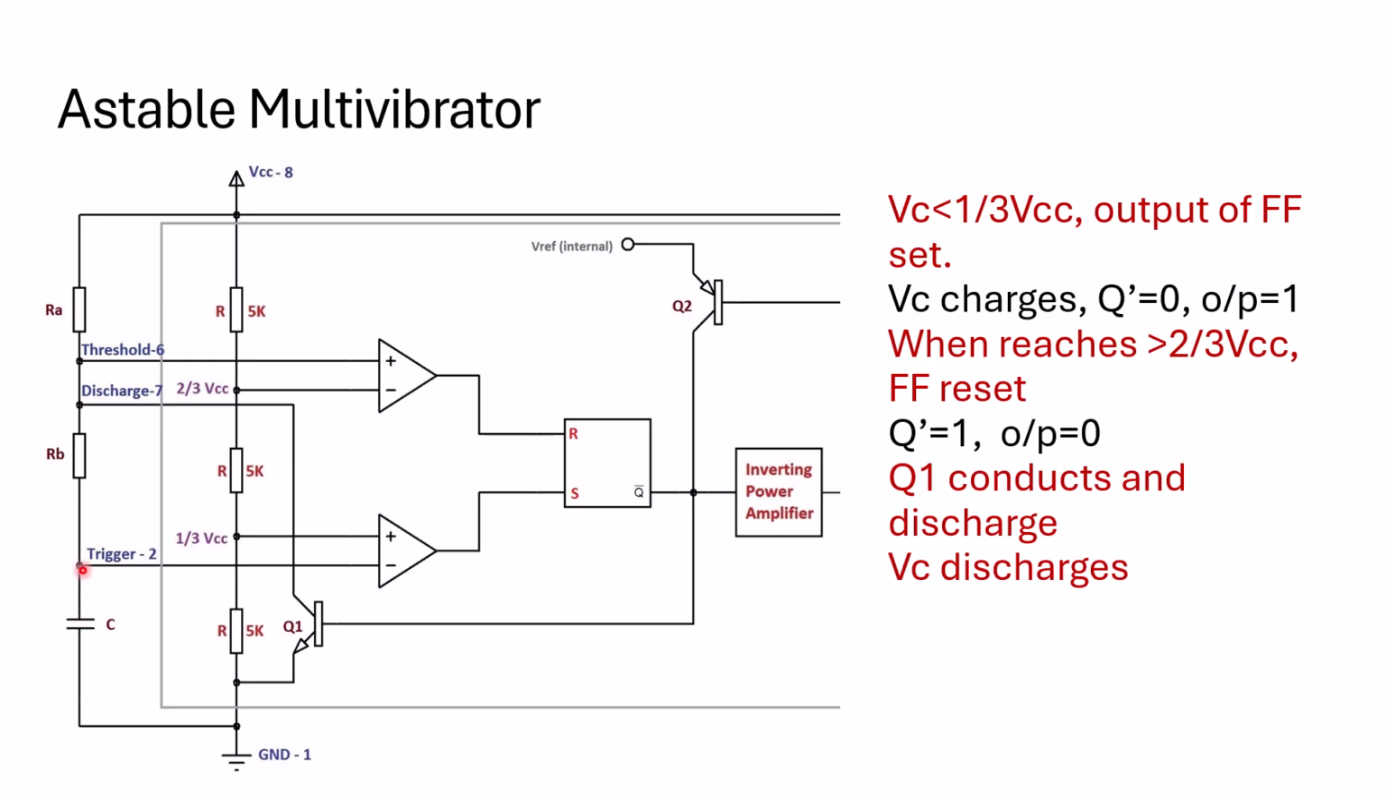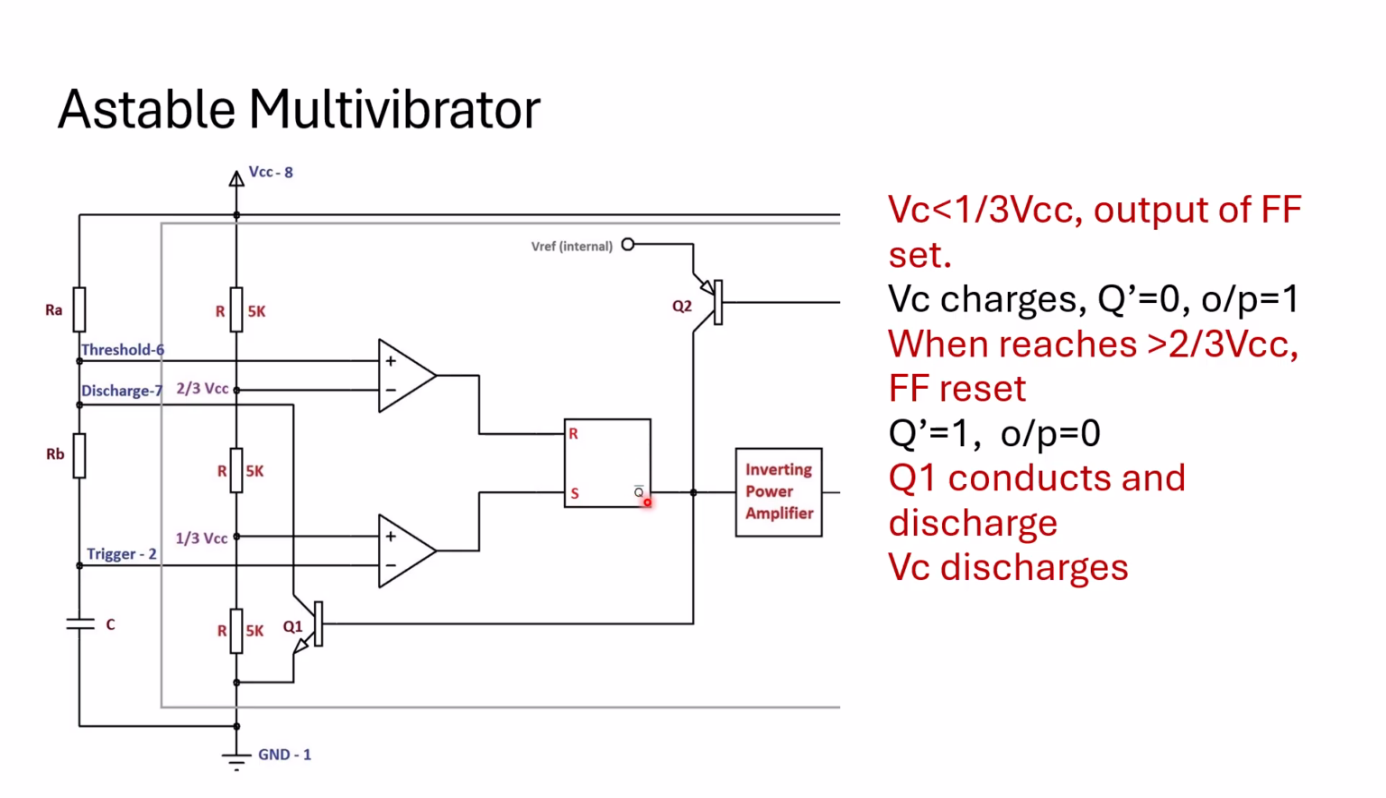Capacitor charge will be continuously increasing. At one state, it is going to increase from 1 by 3 VCC. It is continuously increasing. At one state, it will become greater than 2 by 3 VCC. You can see this capacitor is also connected to the upper comparator. So when the capacitor voltage becomes greater than 2 by 3 VCC, the upper comparator will produce an output of 1. So that is fed to the reset pin of the flip-flop. Reset pin of flip-flop is equal to 1, which means that your output will be reset.